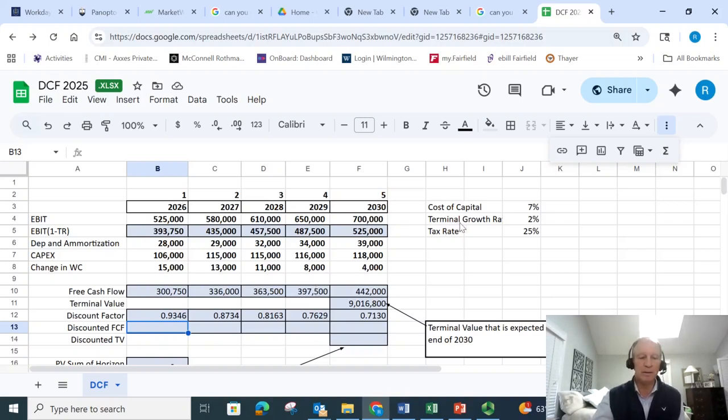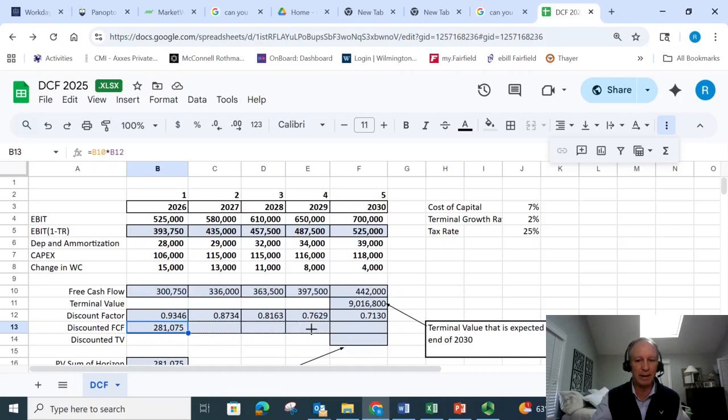So now I'm going to discount all these free cash flows, and that's pretty easy. Now I just take the free cash flow and I multiply it by the discount factor. I hit enter, and I'm going to drag that across. So 281 is the present value of 300,750 to be received a year from today, discounted at 7%. So I drag that across.